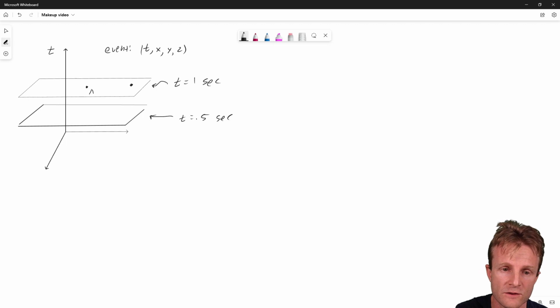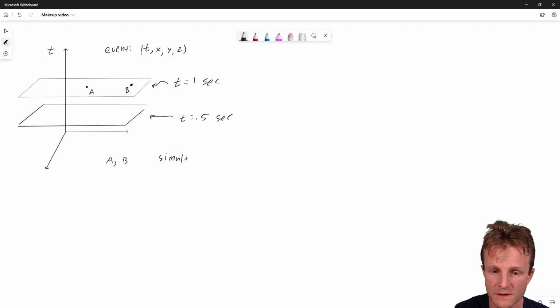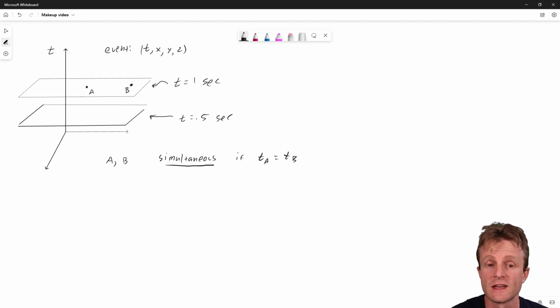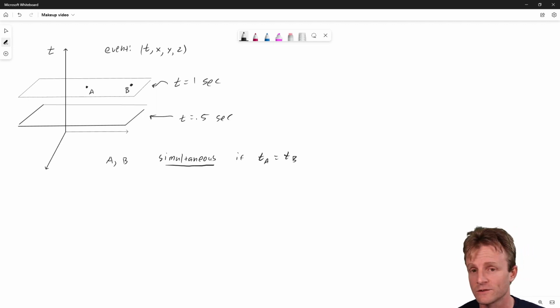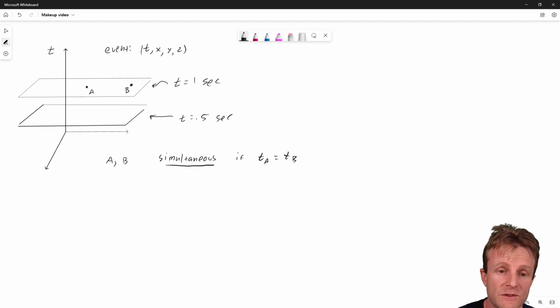And we would say that 2 events, A and B, are simultaneous if the time of A equals the time of B. Geometrically, they lie on this slice. And that's not a notion that anybody thought to question until around the turn of the 20th century. It just seemed obvious that there was this notion of time t. Everyone would agree on it, and we know what it means for 2 events to be simultaneous.